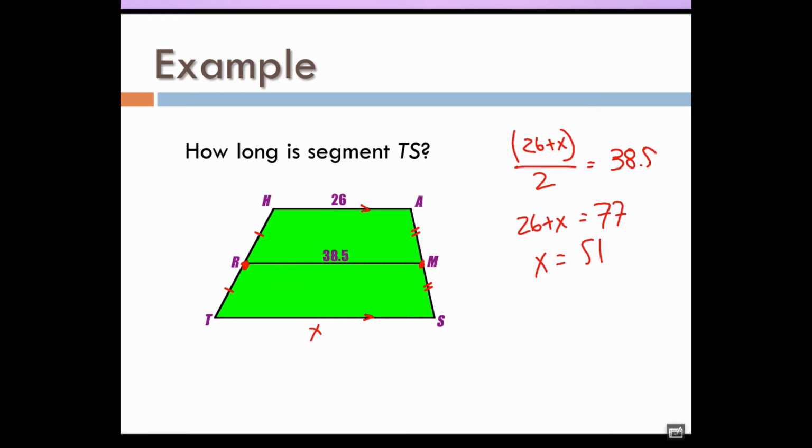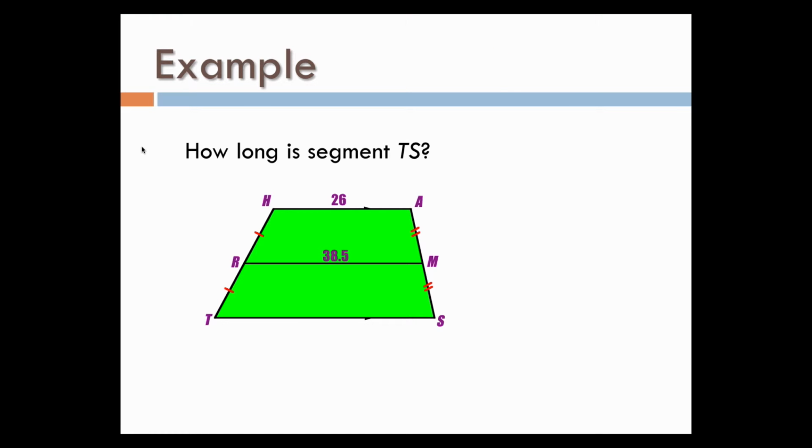Okay, we good? Okay, good. 51. All right, kites. Our last shapes.